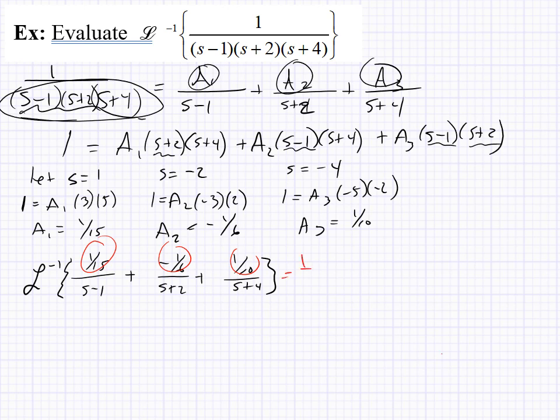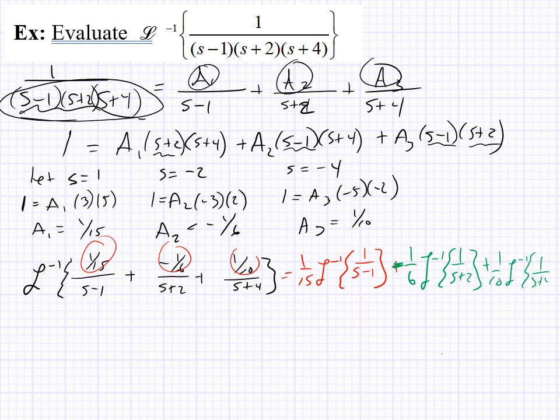So I'll really have 1/15 times the inverse Laplace transform of 1 over s minus 1 plus negative 1/6 times the inverse Laplace transform of 1 over s plus 2 plus 1/10 times the inverse Laplace transform of 1 over s plus 4.